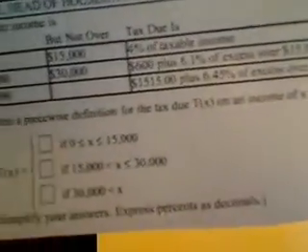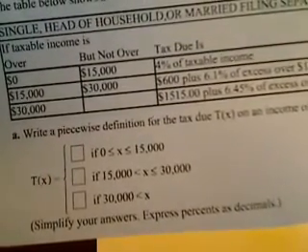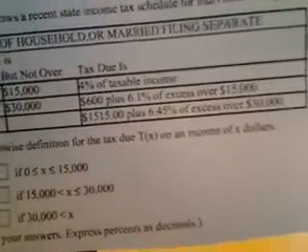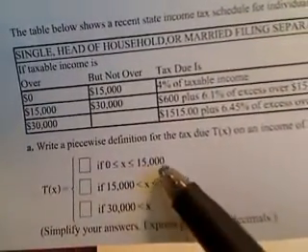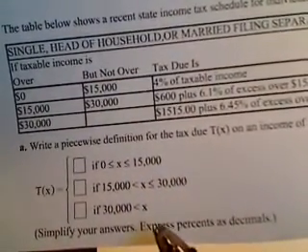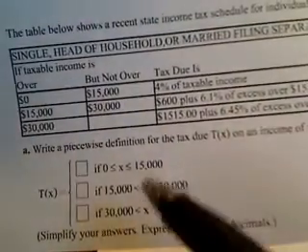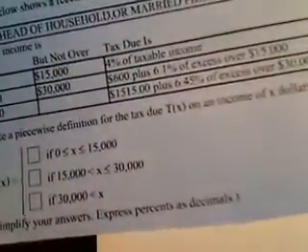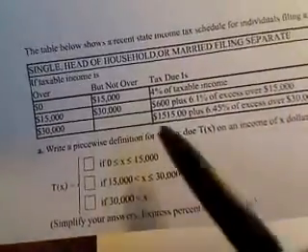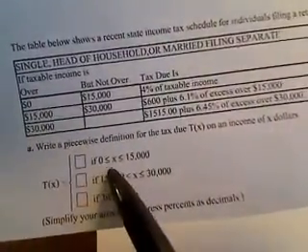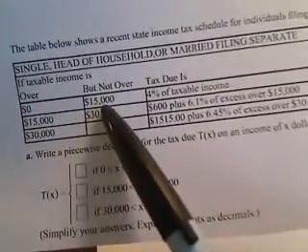Okay. And you'll notice that in part A, which is where the question was asked, they want us to write a piecewise definition for the tax due for each of these scenarios: between 0 and 15,000, 15 and 30, and then above 30. And then they want us to simplify the answers. I'm going to work this out and then show you what you would need to plug in. So let's start with this first one. If we're between 0 and 15,000, that's the scenario where we're over 0 but not over 15,000.